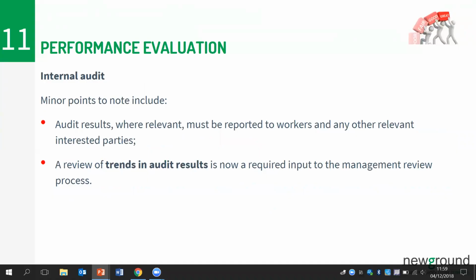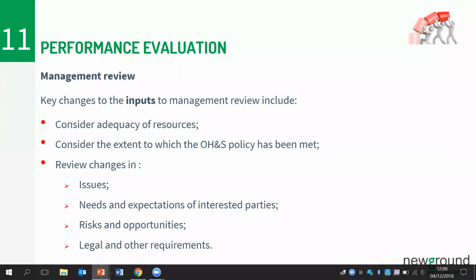The next area of performance evaluation is around internal audit, and there are just a couple of minor points to note here, which are your audit results, where relevant, must now be reported to your workers and to any other interested parties. And a review of trends in your audit results is now, again, a required input to the management review process.